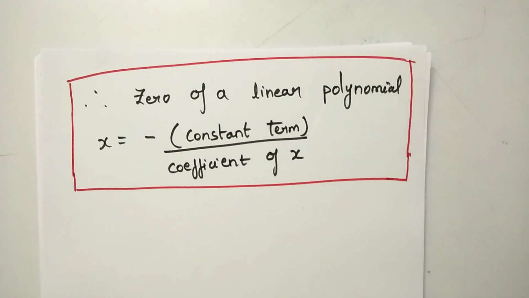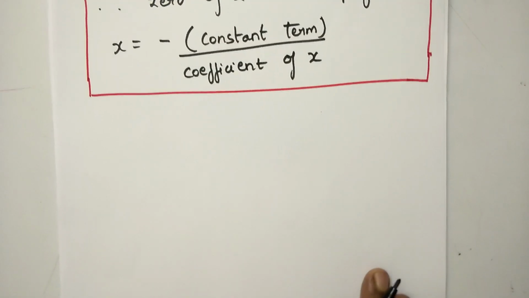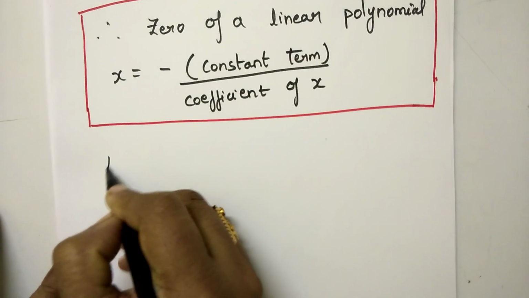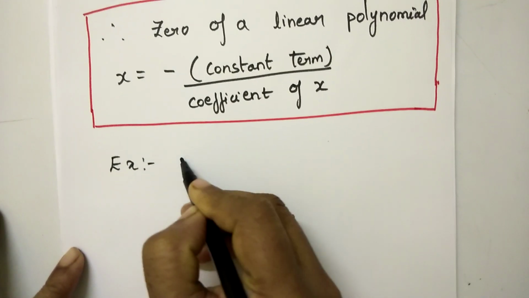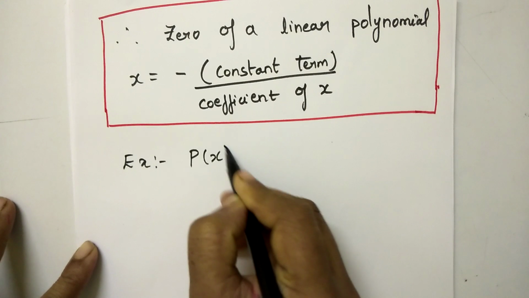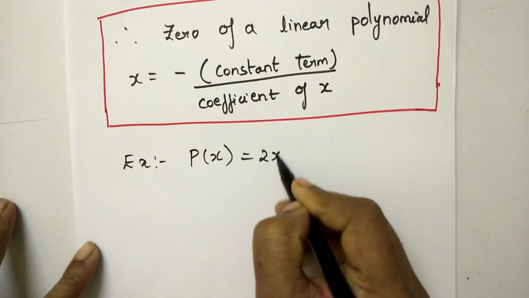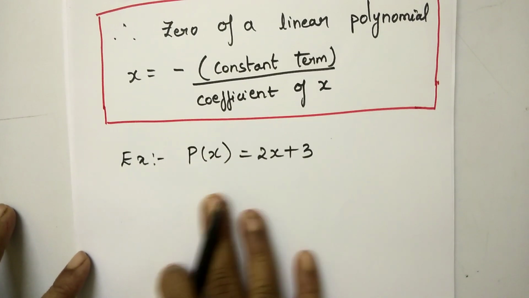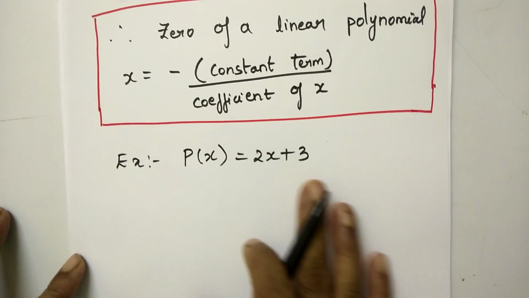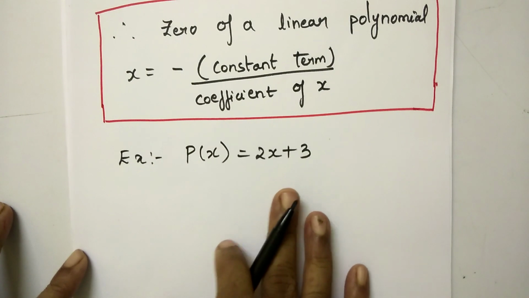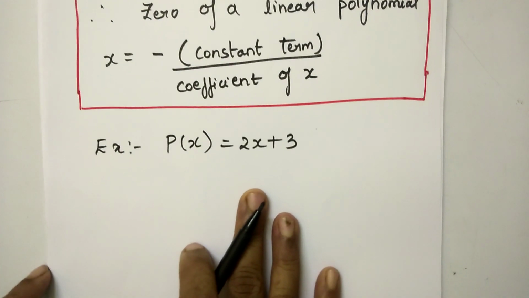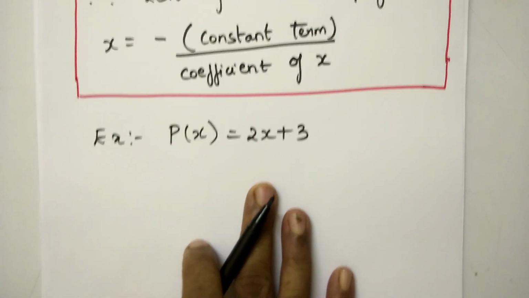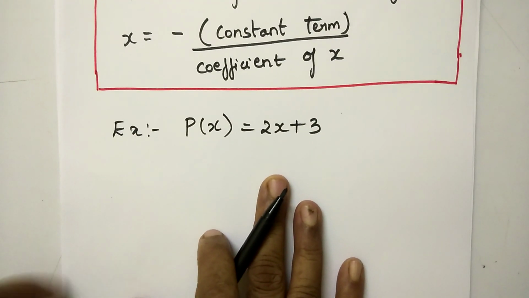Now let us take an example. Let us find the zero of that problem. Suppose the given polynomial is p of x is equal to 2x plus 3. If they give a linear polynomial of this type, you have to follow the same steps as I have followed for deriving the zero of a linear polynomial. Okay.